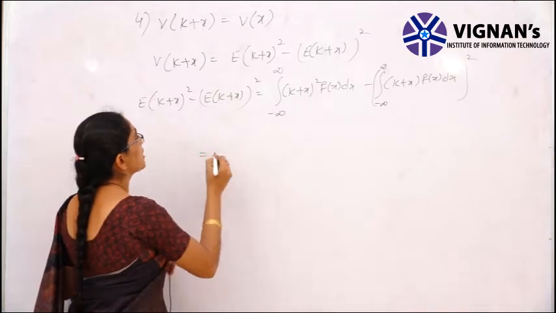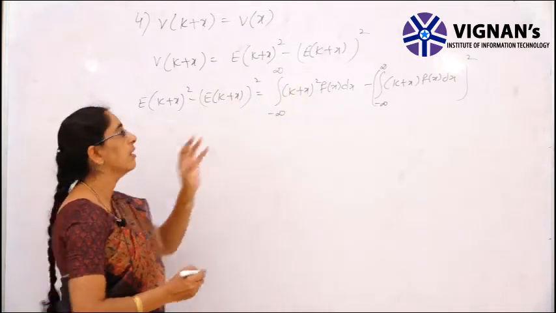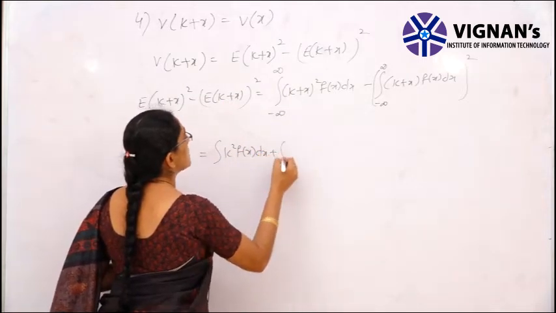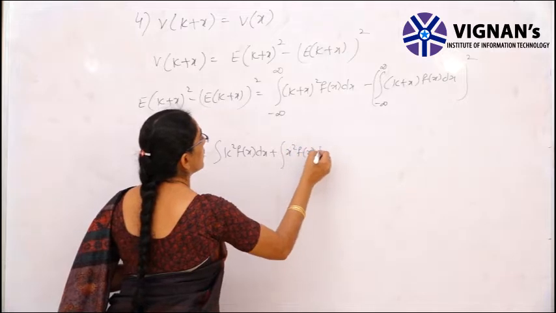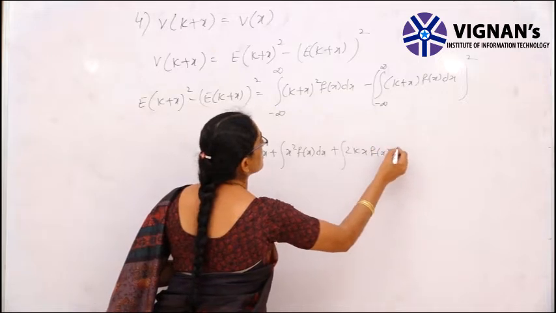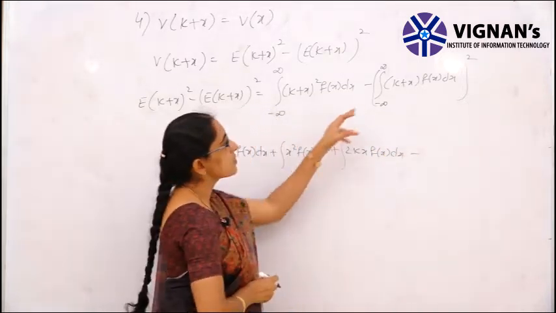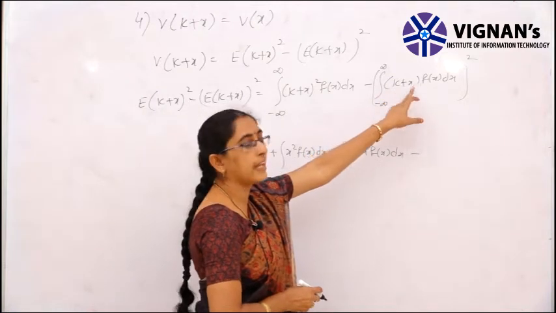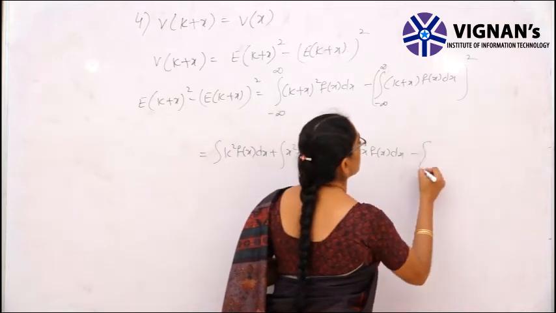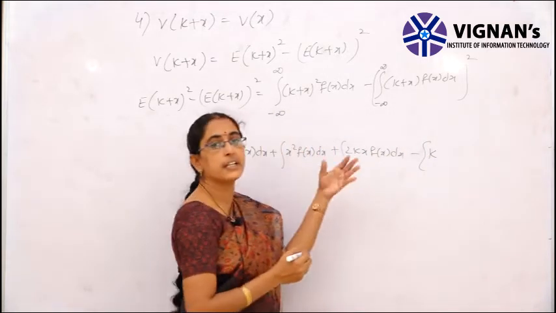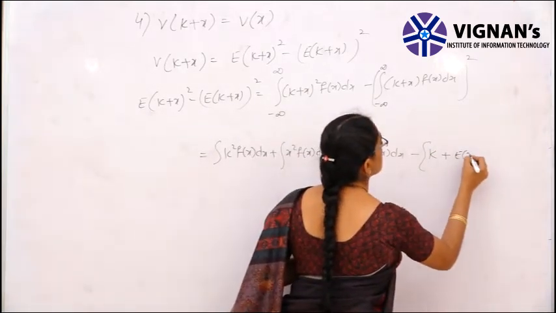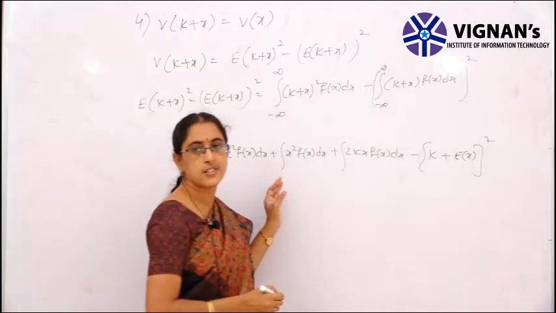If you expand the formula a plus b whole square, then it is integral k square into f of x dx plus integral x square into f of x dx plus integral 2kx into f of x dx, minus the square of integral k into f of x dx plus integral x into f of x dx, where k into integral f of x dx will become 1, plus e of x whole square. So directly I am writing that step.